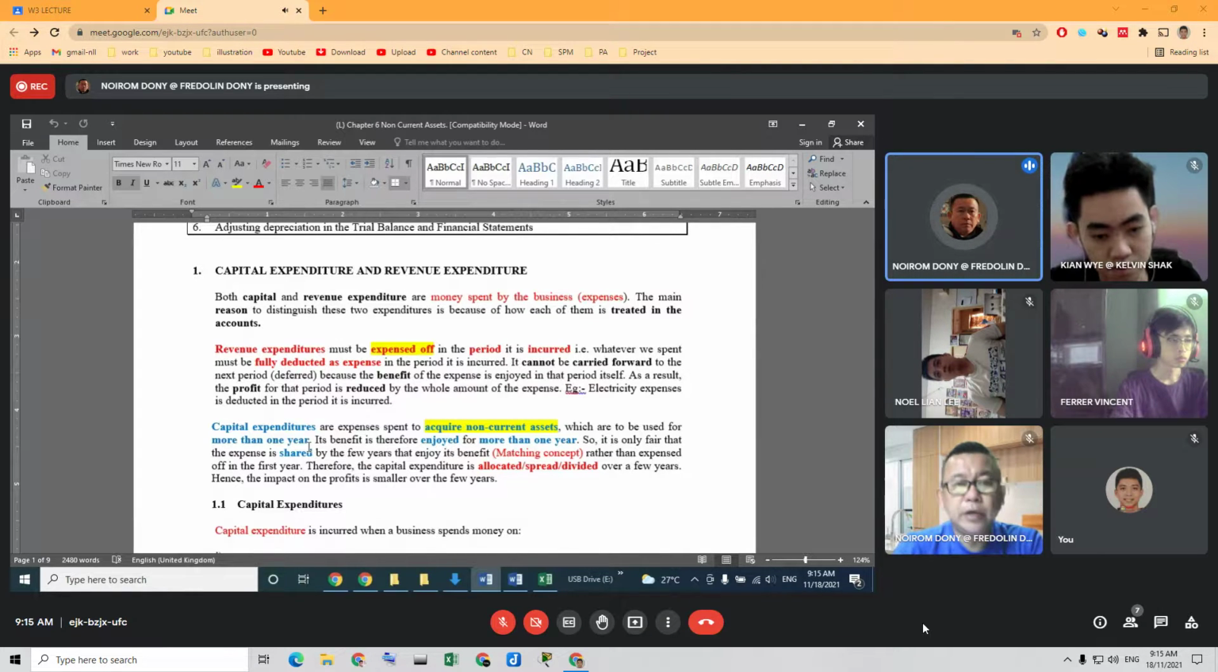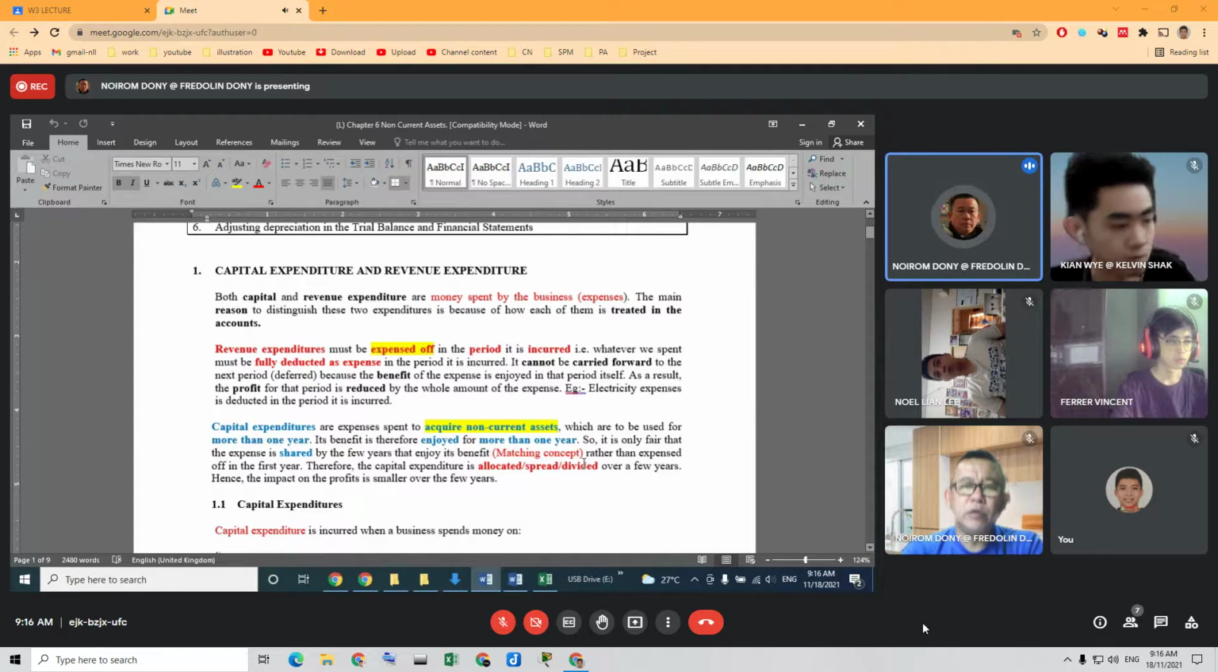So a further explanation, capital expenditure, how do we classify capital expenditure? We look at the benefit. Like just now, revenue expenditure, the benefit we consume in that particular period, then after that, no leftover. But this capital expenditure, the benefit, you can enjoy more than 1 year. You can use in the first year, second year also you can use. So this is what we call the benefit can be used more than 1 year.